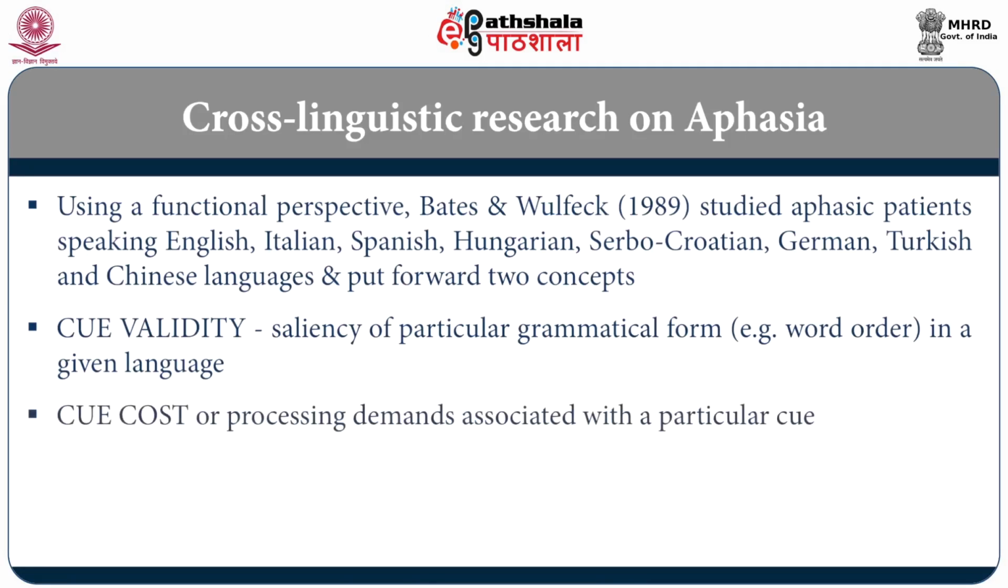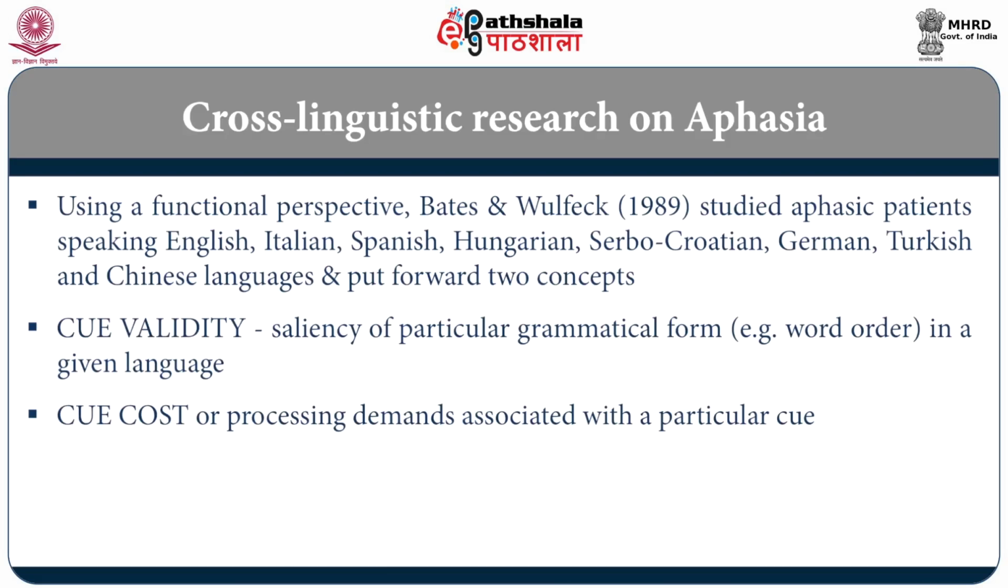Then cue cost. Cue cost is the processing demands associated with that particular cue. Suppose you are taking word order. If word order is varied, is your processing affected? Are you able to process the meaning of a sentence much better in one particular word order but not in another order? So what is the cost of that cue in language processing?